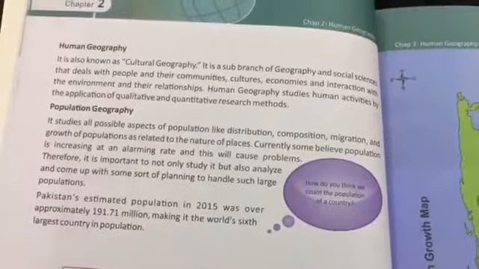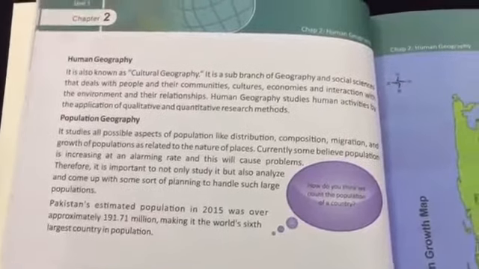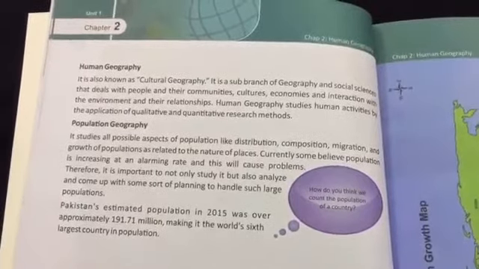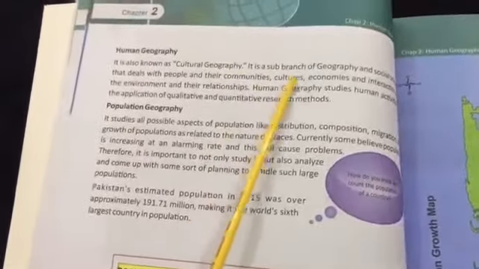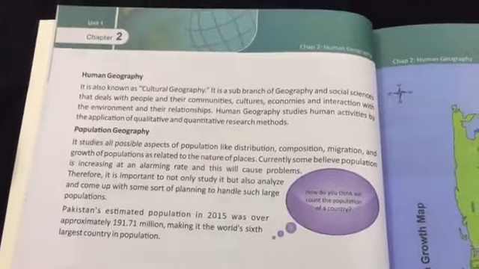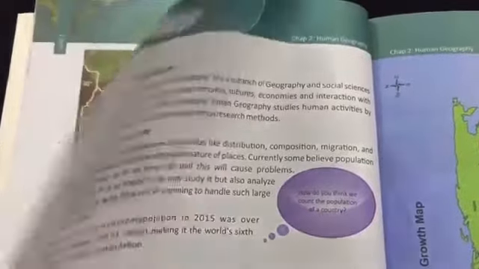So now move towards the next chapter, that is human geography. Human geography is also known as cultural geography. And why is it called cultural geography? Because we say it is a sub branch of geography, right? Sub branch means that the main branch is geography, and then it has other branches.